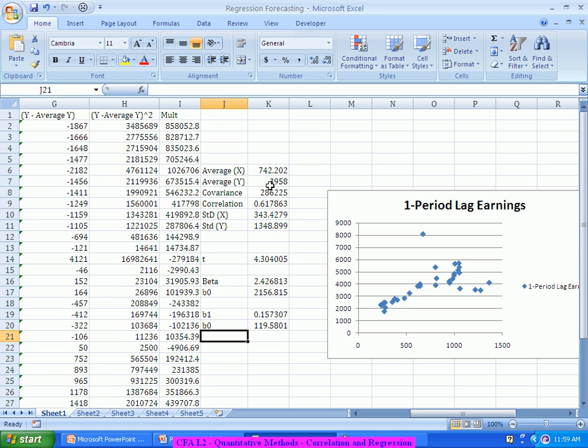Now I can very well say stock price, and probably this could be a better equation in the real world also. Stock price is equal to 119.58 plus 0.157 times the previous period earnings. So based on the earnings that came out in the last quarter, I am predicting the stock price for the next quarter.